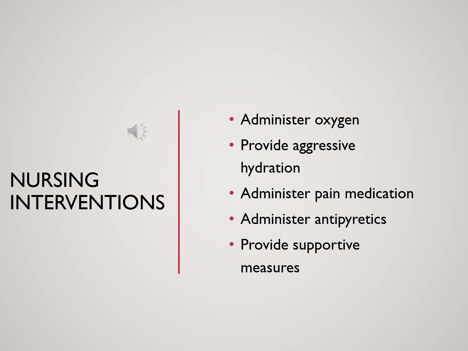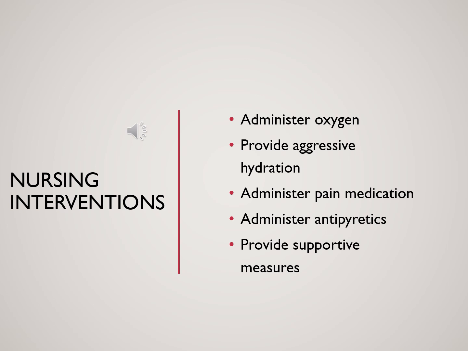The interventions are going to be to administer oxygen. This oxygen assists in decreasing hypoxia and minimizing the severity of the crisis. We're going to provide aggressive hydration. It is increasing the blood volume, easing the clumping of the debris in the capillaries and flushing the kidneys, minimizing the risk for renal failure.